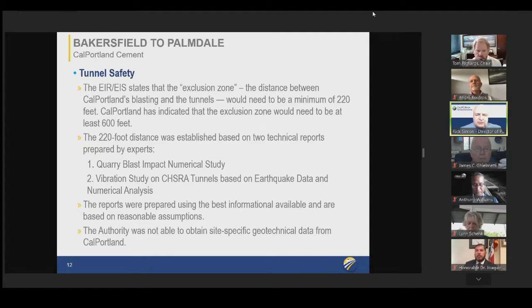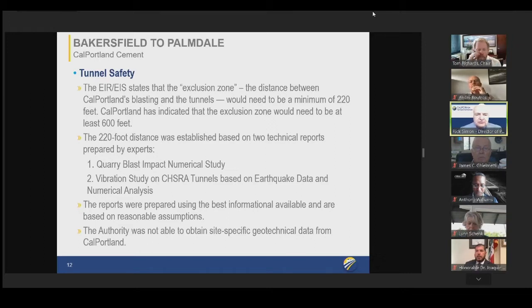Next topic is the blasting exclusion zone. So this would be after we construct our tunnels where we're underground, where there might be blasting activity in close proximity to the tunnels, we want to establish an exclusion zone where we'd limit blasting too close to our tunnels. We did an analysis, developed two technical reports on our team, and the titles of those reports are shown here. We established a distance of 220 feet.